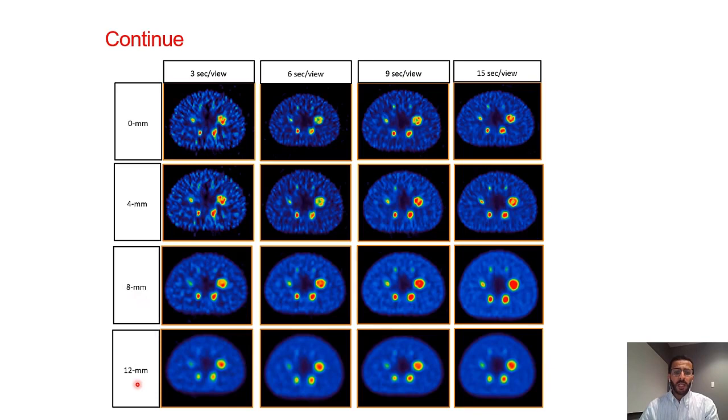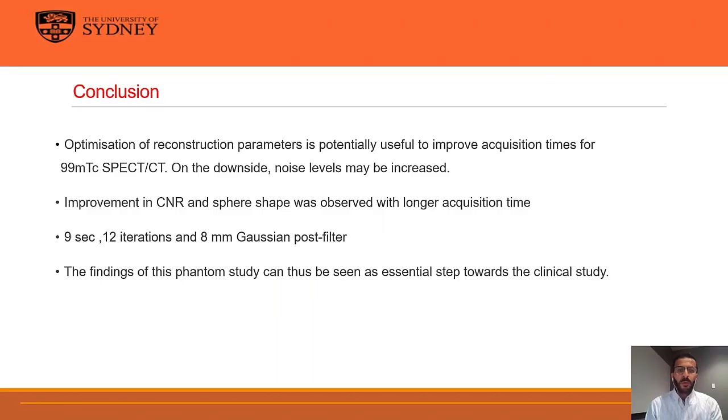Also, by using a 12 millimeter Gaussian filter, the Gibbs artifact was also mitigated at 3 and 6 seconds per view. However, the contrast recovery is significantly reduced. Moving to the conclusion, optimization of reconstruction parameters is potentially useful to improve acquisition time for SPECT images. On the downside, the noise level may be increased. Improvement in contrast to noise ratio and sphere shape was observed with longer acquisition time, especially in the case of smaller spheres.